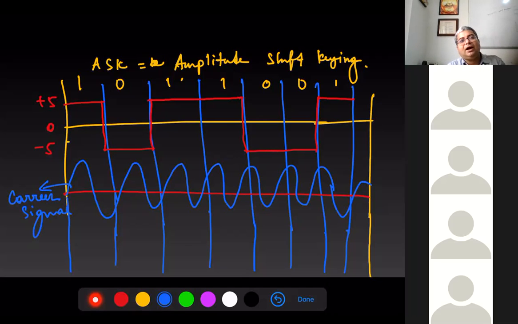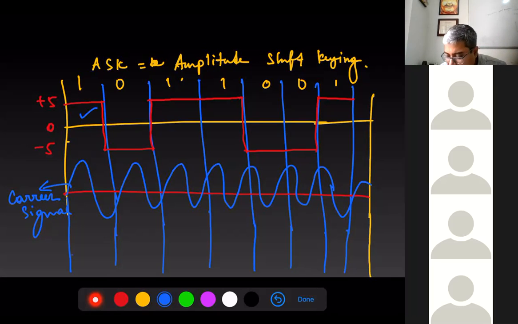Means I will put a gate; the signal is coming to the gate. Whenever I find the digital signal is 1, I will pass the signal as it is. When the digital signal is 0, I will stop passing the signal. That is why it is called on-off keying. When digital bit 1 comes, it will switch on the signal. When digital bit 0 comes, it will switch off the signal.